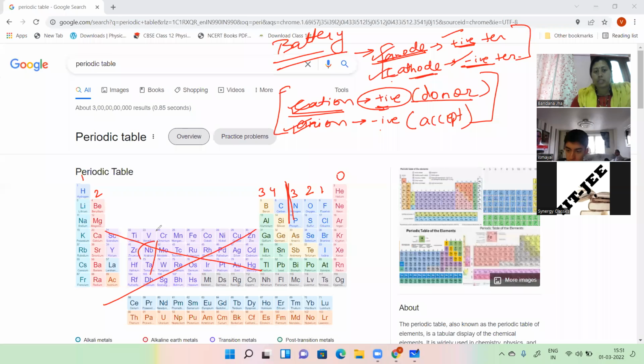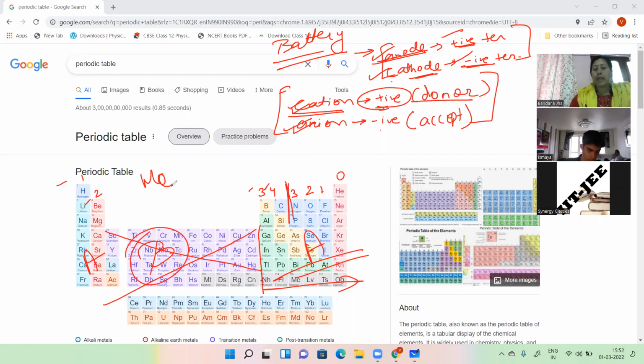Up till four, what I said, neglect this one. I'm not talking about the B section. I'm talking only about the A section, from here to here. So 1, 2, 3, 4 are known as what? Metals. Why are they metals? Because they are cations. They have the ability to donate electrons.